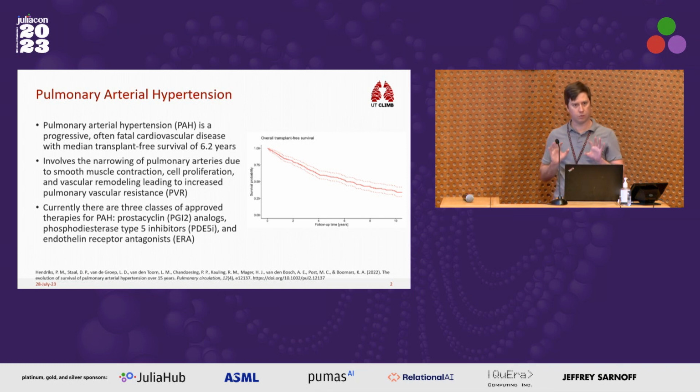Fortunately, there are three classes of therapies for it. There's prostacyclin analogs, which United Therapeutics produces, called treprostinil. There's also PDE5 inhibitors, and there's endothelin receptor antagonists. And don't worry, this isn't a biochemistry talk. I'm not going to go into the details of how all these work. The important thing to keep in mind is that there are three classes of drugs, and we want a model to look at how the different combinations of the drugs can work.